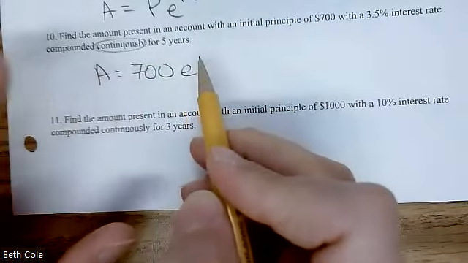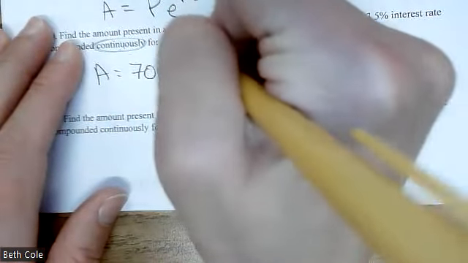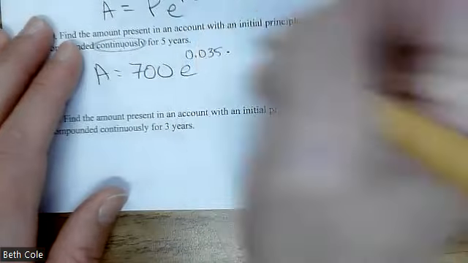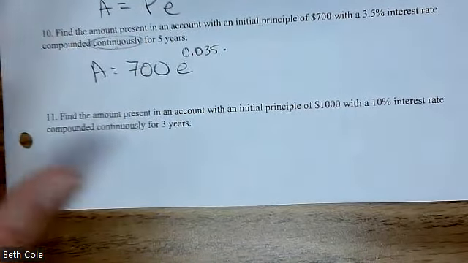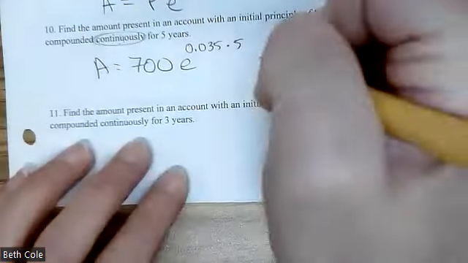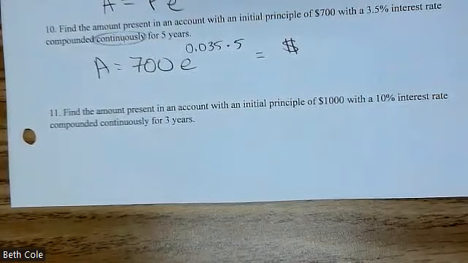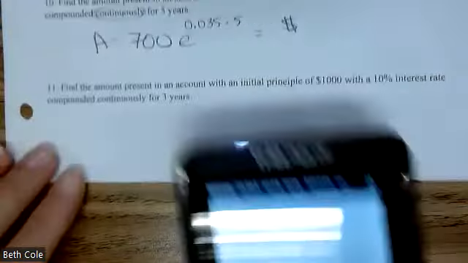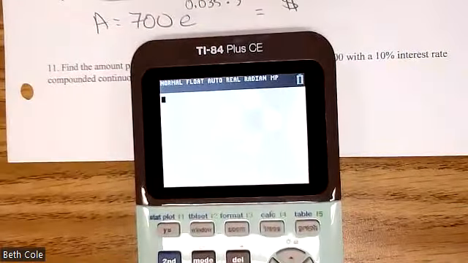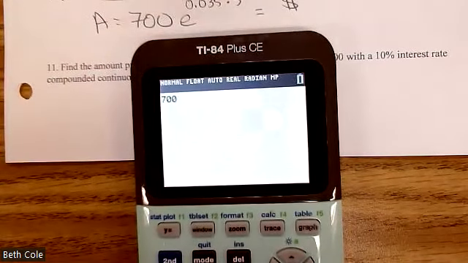All right, it's e to the power r, which is 0.035 times t, which is what? What's t? 5. And I'm going to show you how to type it in the calculator, because you just set it up and type it in. Okay. So type your 700. And then I want everyone to watch so I can just do this once instead of over and over again.